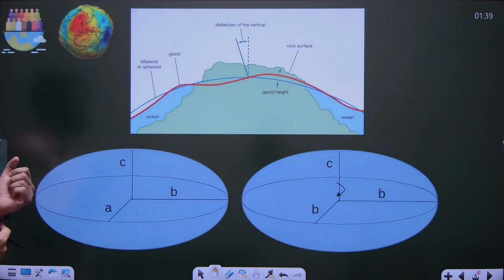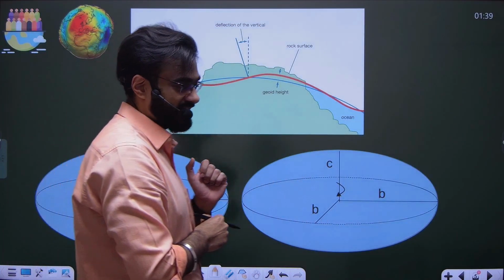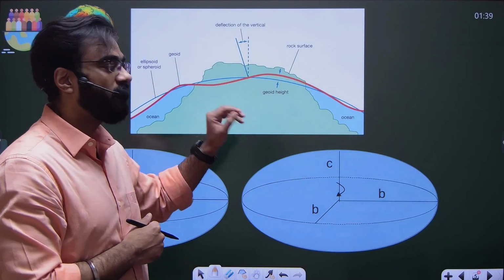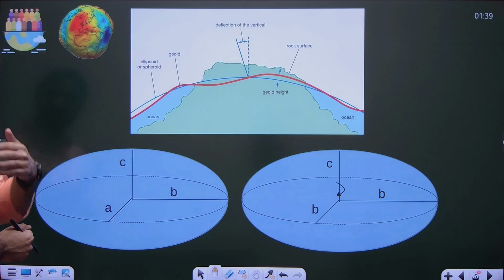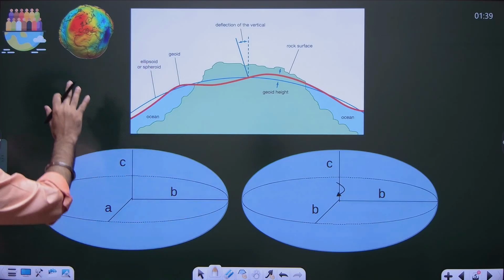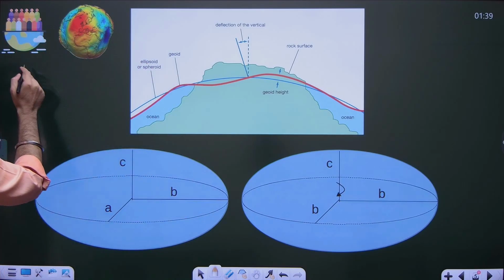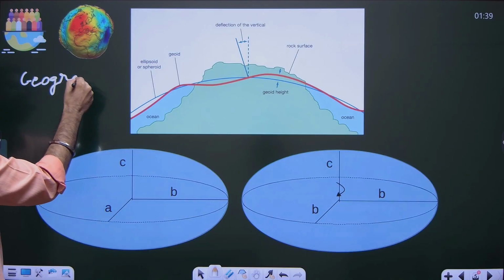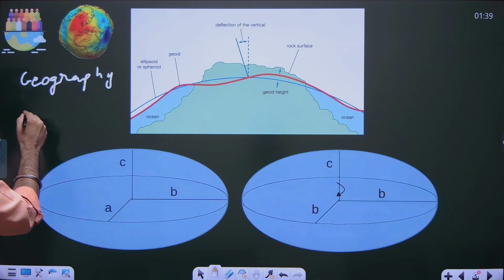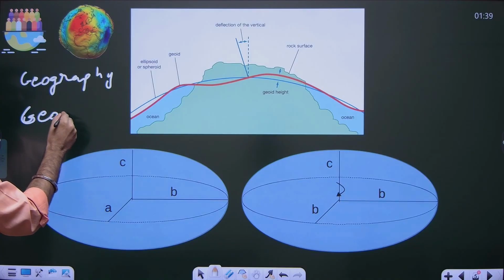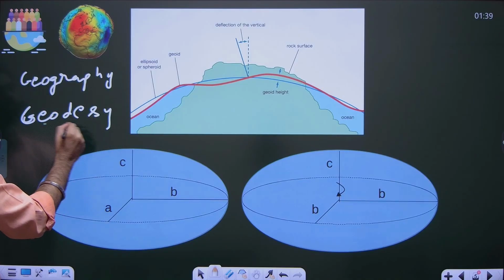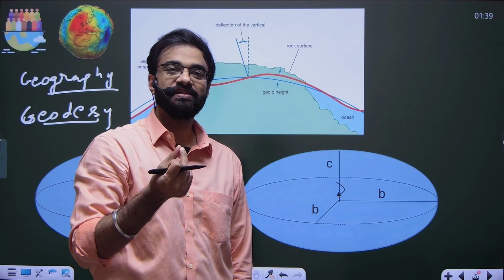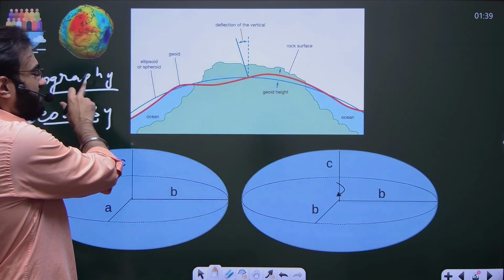Now, let's come to the foundation, the mathematical foundation, scientific foundation of geospatial analysis. Now, two words, two images are given. So one represents geography, the other represents geodesy. Okay. So how will you define geography? It is geo, earth, graphy means study.